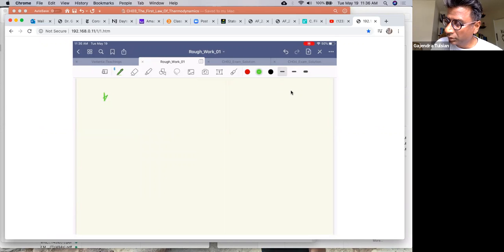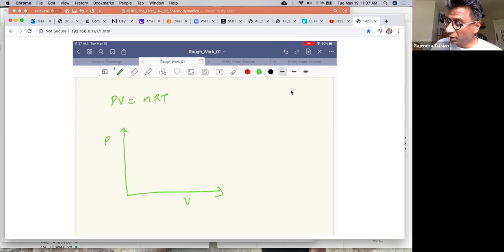PV equal to nRT. Okay, so there is the ideal gas law, and we are going to represent various processes on a PV diagram.